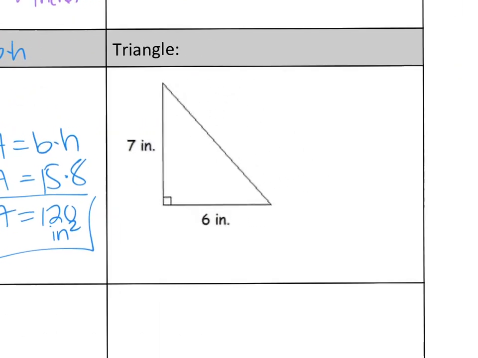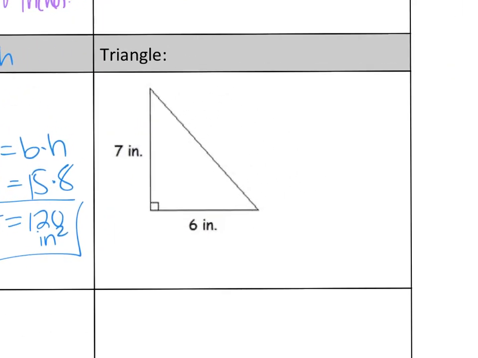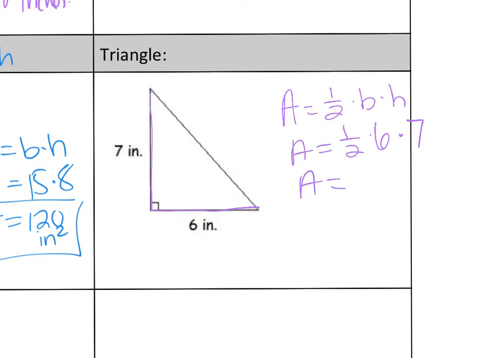All right, triangle. We did have that formula from the warm-up, but let's check the reference sheet. So A is equal to 1/2 times base times height. Okay, the base of this triangle, the bottom, is 6. The height of this triangle is 7. And A is equal to, well, I know 6 times 7 is 42, so half of that would be 21 inches squared.